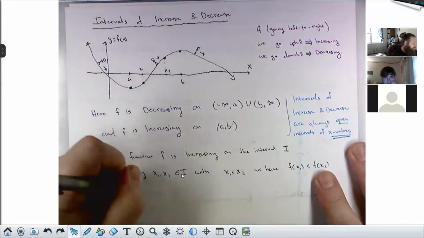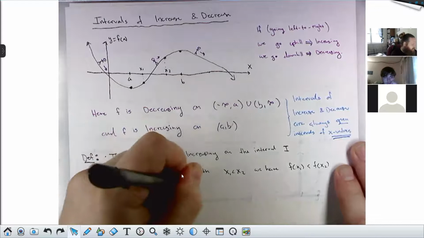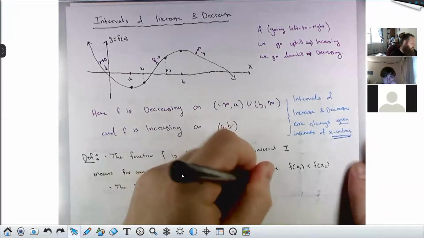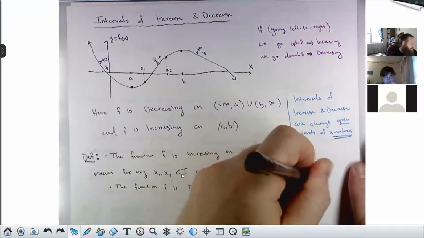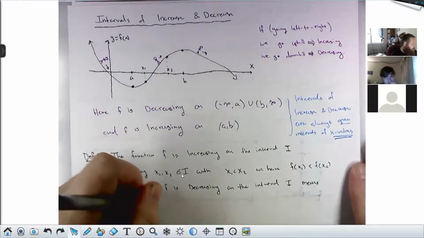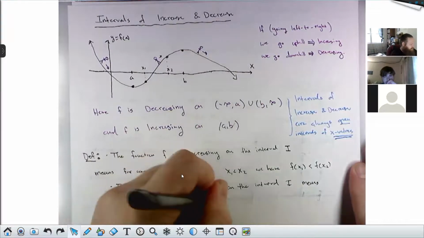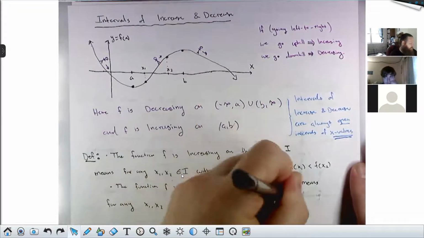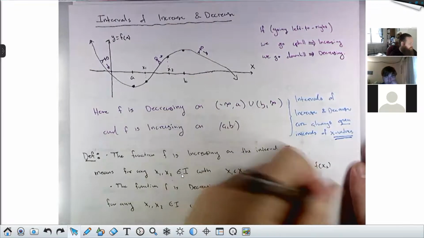So we say the function f is decreasing on the interval I means for any x1 and x2 in the interval I with x1 smaller than x2, we have f of x1 is bigger than f of x2.